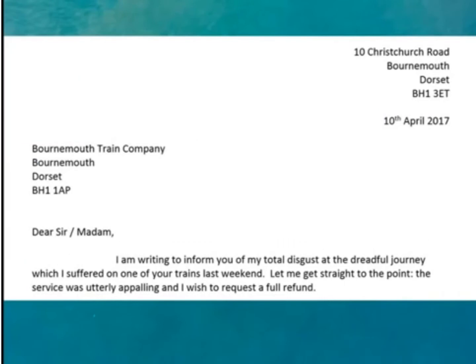Okay, so there's the addresses on the top. I've put my own address, and then for their address, I've put Bournemouth Train Company, Bournemouth, Dorset, BH1 1AP. So I made that completely up. There's not a company by that name. However, I'm writing to the train company, so I've just made it really simple.